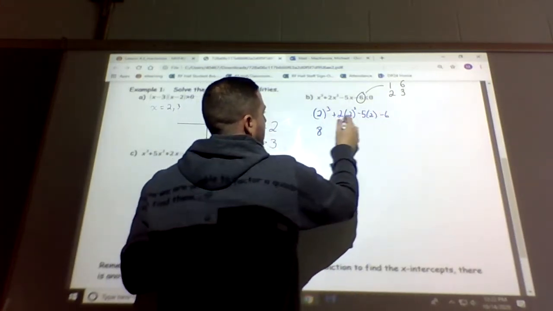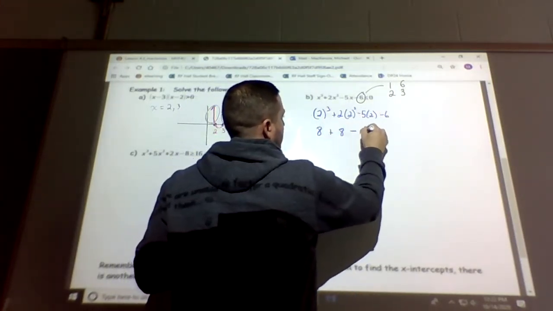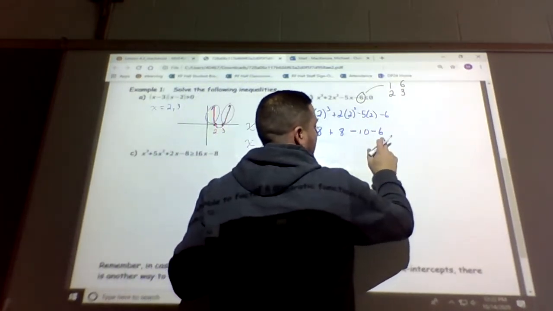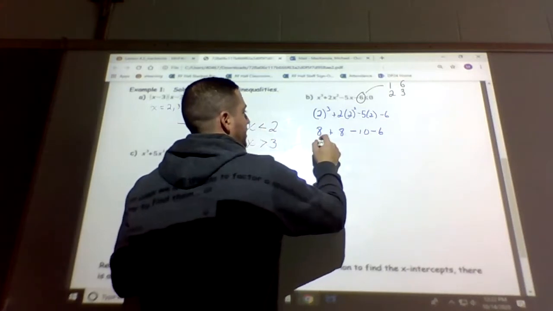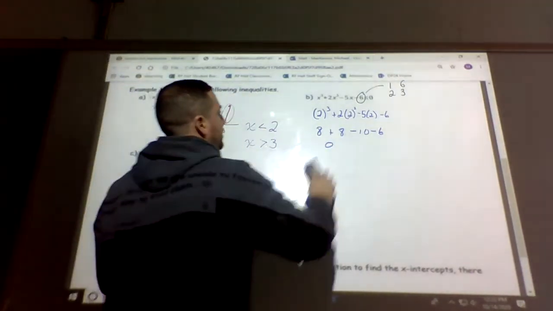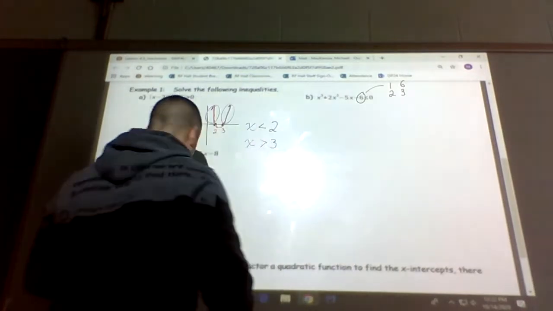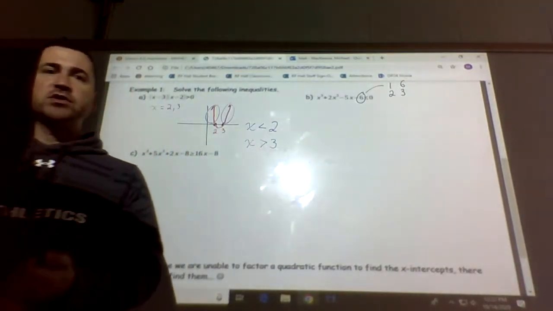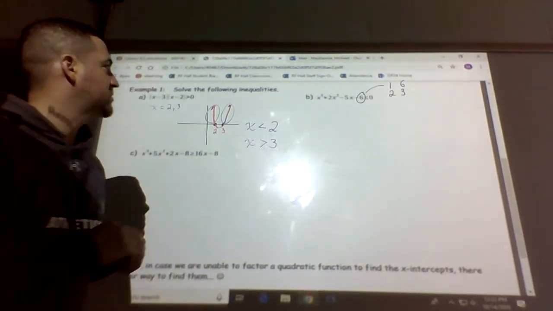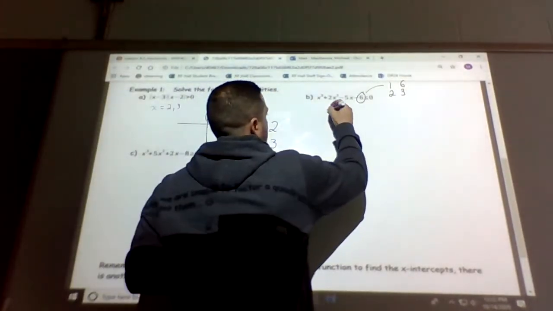So I get 8 plus 8 minus 10 minus 16. So 8 and 8 is 16. Negative 10, negative 6 is negative 16, so that equals 0. Okay, so positive 2 works. So we're going to use a type of division, so you can do long division or synthetic. Personally, I like synthetic, so I will use that one.